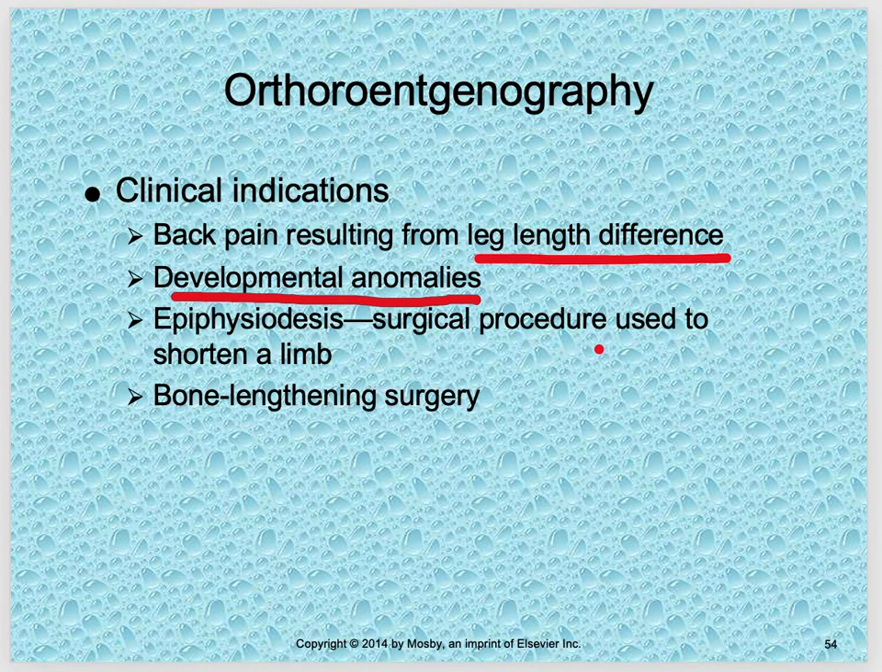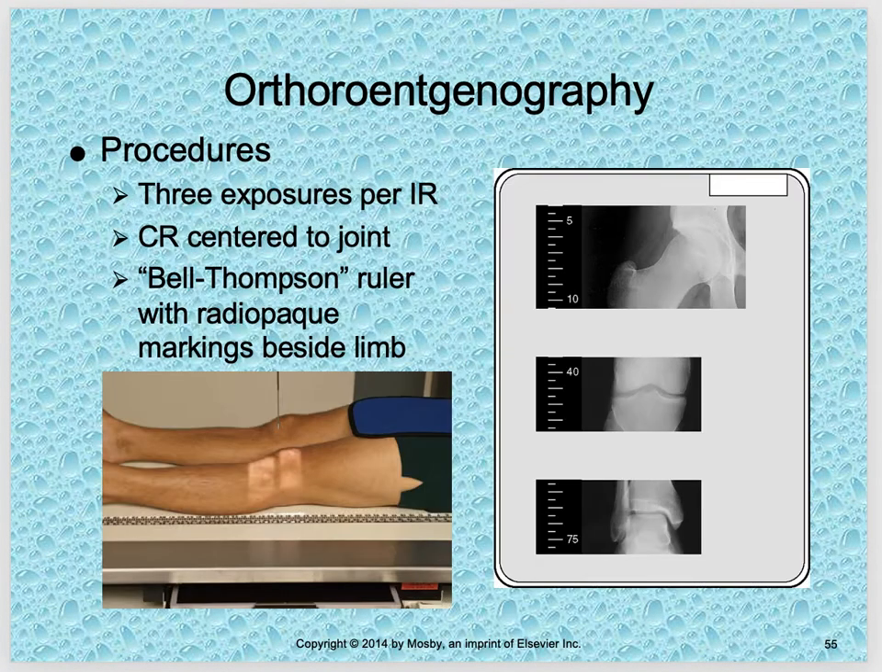Epiphysiodesis, surgical procedure used to shorten a limb. So if a limb is growing too long or too fast, they're going to do this to shorten that limb. And then also you can do bone lengthening surgeries as well. So instead of shortening the limb, you may lengthen one of the limbs or both of them.